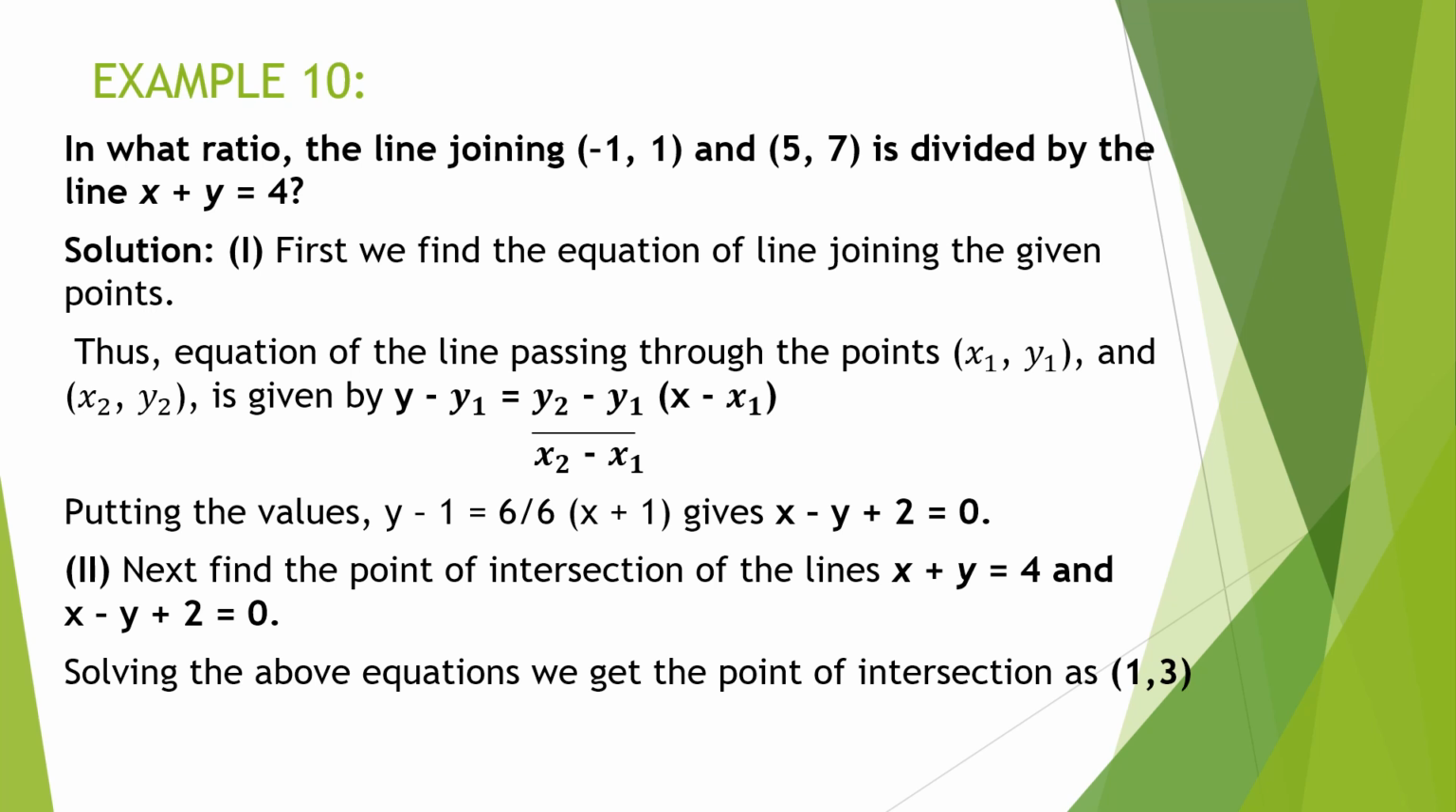The first thing is we find the equation of the line joining the two given points. So you use the 2-point equation: y minus y1 is equal to y2 minus y1 upon x2 minus x1 into x minus x1. Putting the values, we get that equation as x minus y plus 2 equal to 0. Now the second thing is another line is crossing this line. That means there will be a point of intersection of x plus y equal to 4 and the line we have just obtained, x minus y plus 2 equal to 0. Again, you know how to solve. Solving both equations, we get the point of intersection as 1, 3.